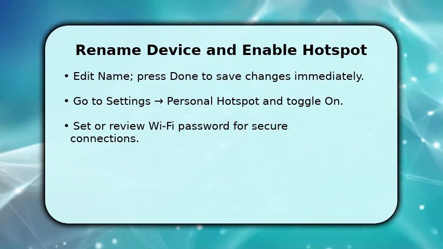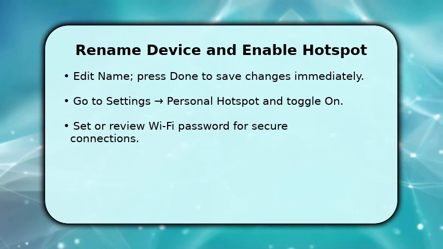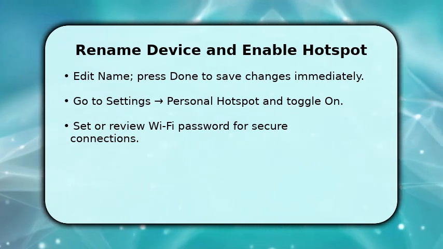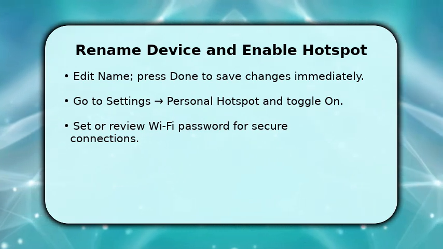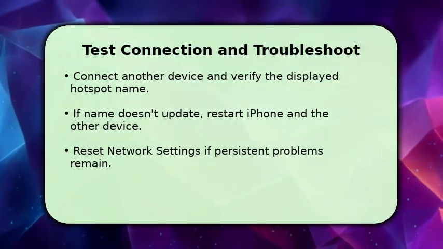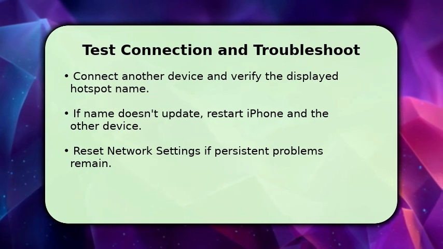If you plan to share via Bluetooth or USB, connect the device accordingly. Those methods use the same hotspot identity. After enabling, watch for the new name on the target device's Wi-Fi list. Test by scanning Wi-Fi networks on a laptop or another phone and confirm the new hotspot name appears.